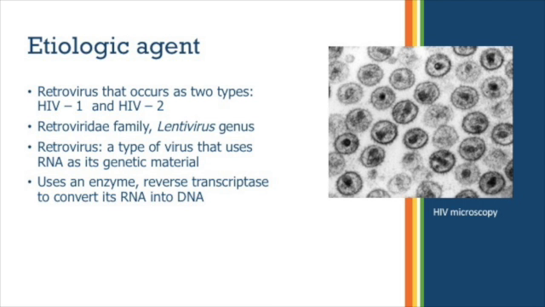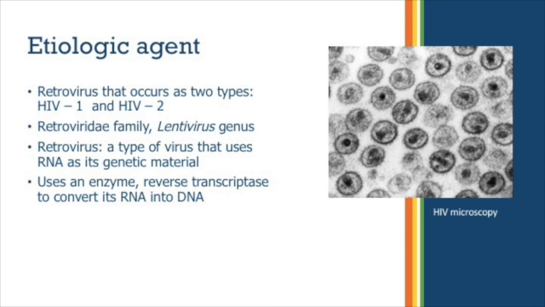HIV is a retrovirus that occurs as two types, HIV-1 and HIV-2. HIV-1 is mostly in the United States and worldwide. HIV-2 is rare and is mostly just in Western Africa and Southern Asia. It is from the family Retroviridae and the lentivirus genus.